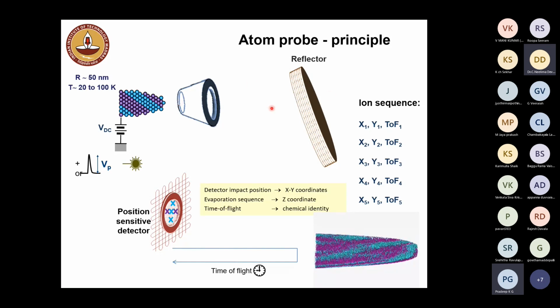And there is also a reflectron, where you increase the time of flight twice by making the atoms travel the same distance two times. Therefore, you get a better mass resolution, which we'll cover as we go along, what is called mass resolution.